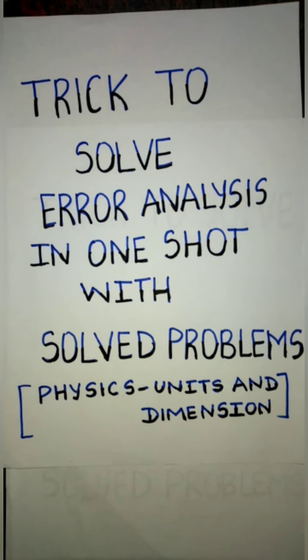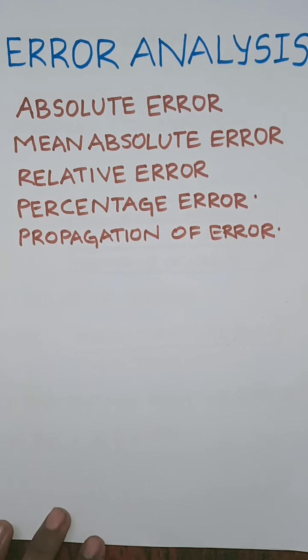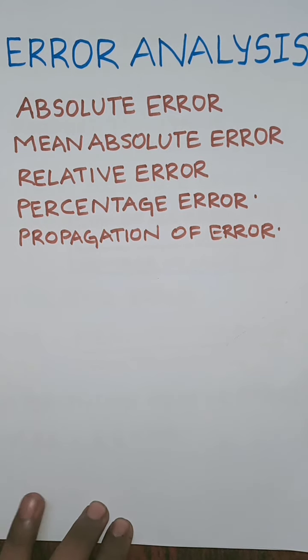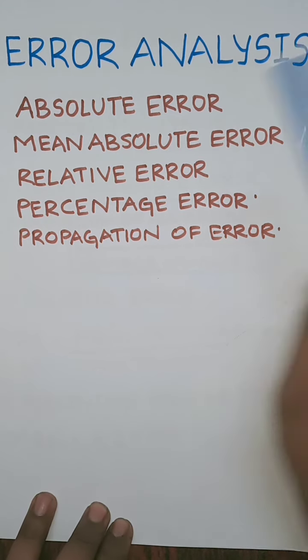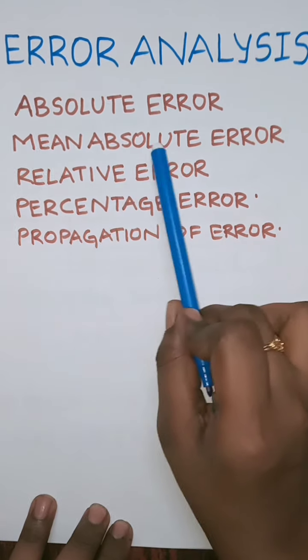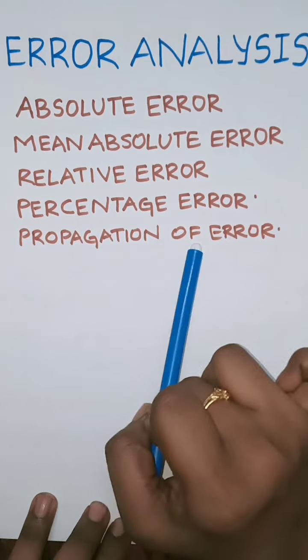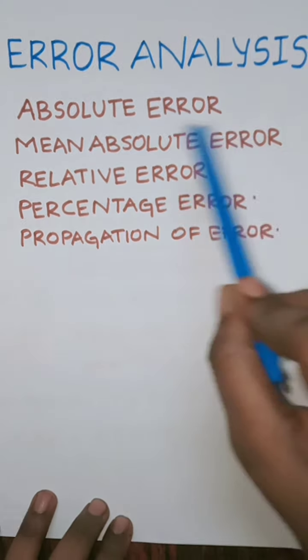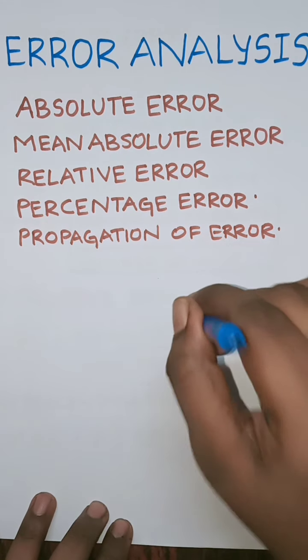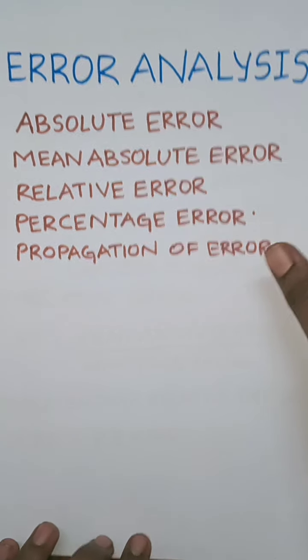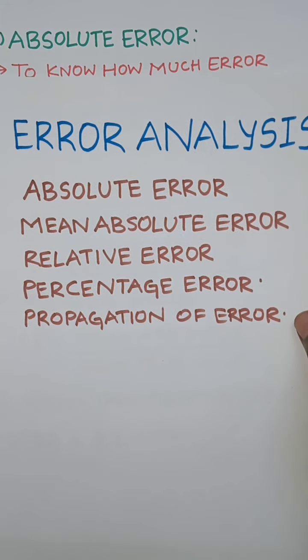Now let us quickly enter into the topic. Error analysis means analysis of error in your measurement. We can analyze the error by finding the value of absolute error, mean absolute error, relative error, percentage error and propagation of error. I will tell you about all these terms and how to solve all these types of problems. First we will see about absolute error.